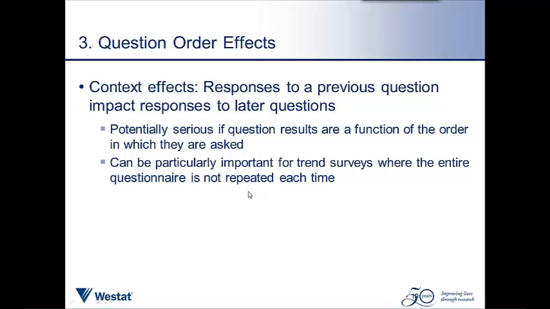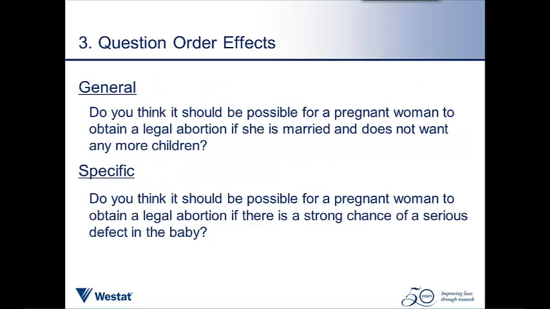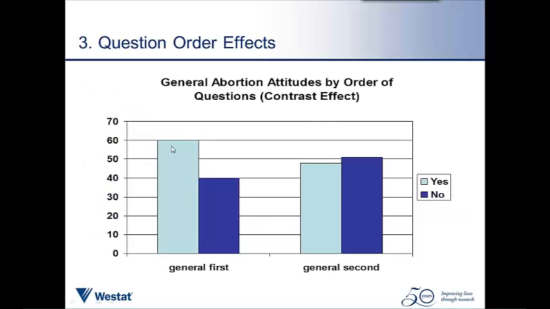So here's an example of what can happen when you ask a general question before a specific question, or a specific question before a general question. So here, again, thinking about abortion. Do you think it should be possible for a pregnant woman to obtain a legal abortion if she's married and does not want any more children? And a specific version of that would be, should she be able to get an abortion if there's a strong chance of a birth defect in the baby? You get a very different answer if that general question is asked first or if that general question is asked second, dropping by more than 10 points if the general question is asked second.